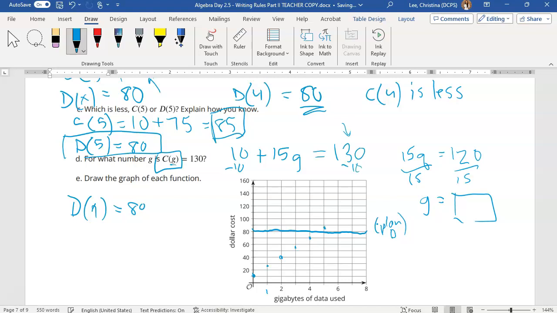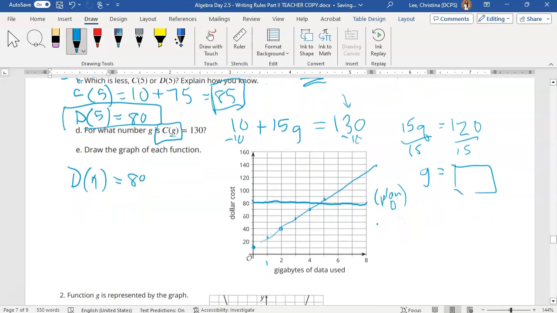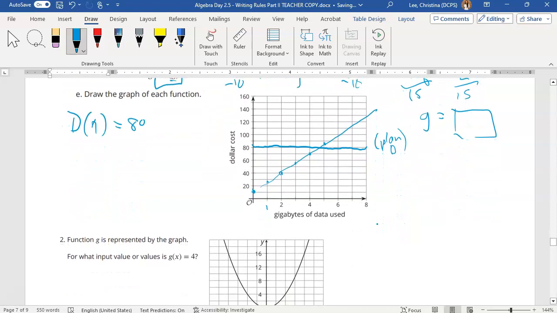So here, the point at which plan D becomes a smarter choice, right, is after this point right here. So after approximately 4 point some, right, between 4 and 5 gigabytes is where it's better to just go ahead and use plan D, because that's always going to be $80 versus plan C is going to continue rising the more gigabytes that you use.